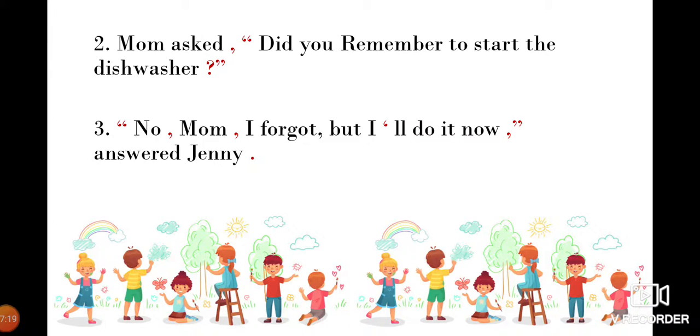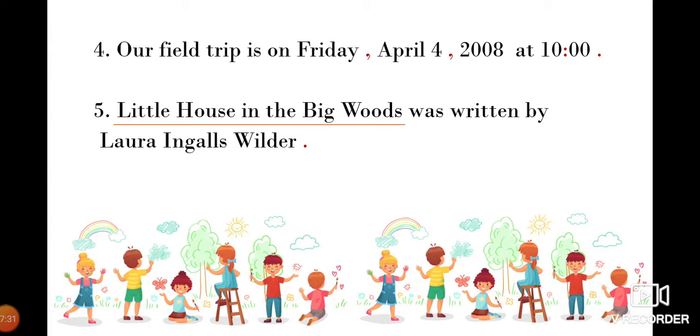Number 3: open quotations, No, comma, Mom, comma, I forgot, but I'll, you write an apostrophe, I'll do it now, comma, and you close the quotation. Answered Jenny, and you write a period. That means another person says that, and for that reason you use quotation marks. Okay, let's continue.